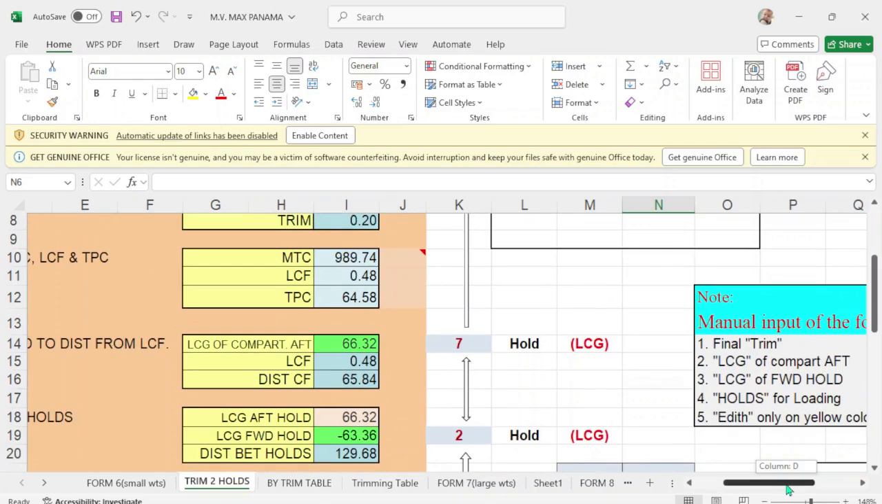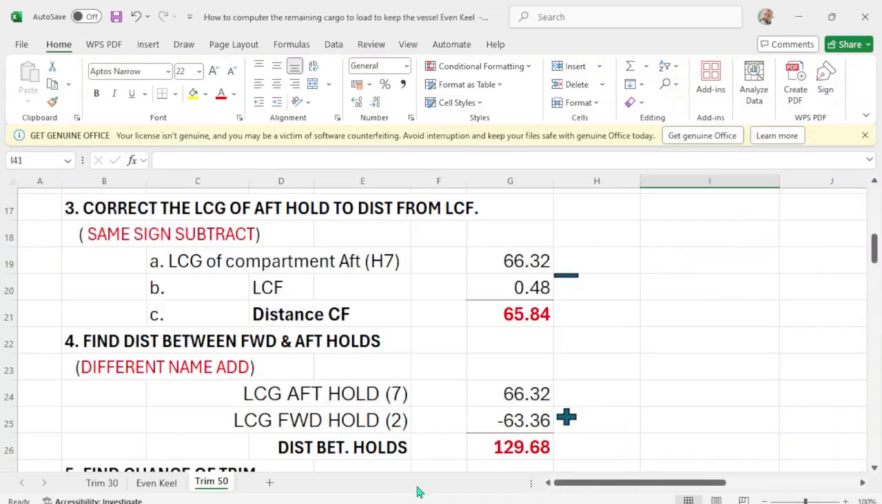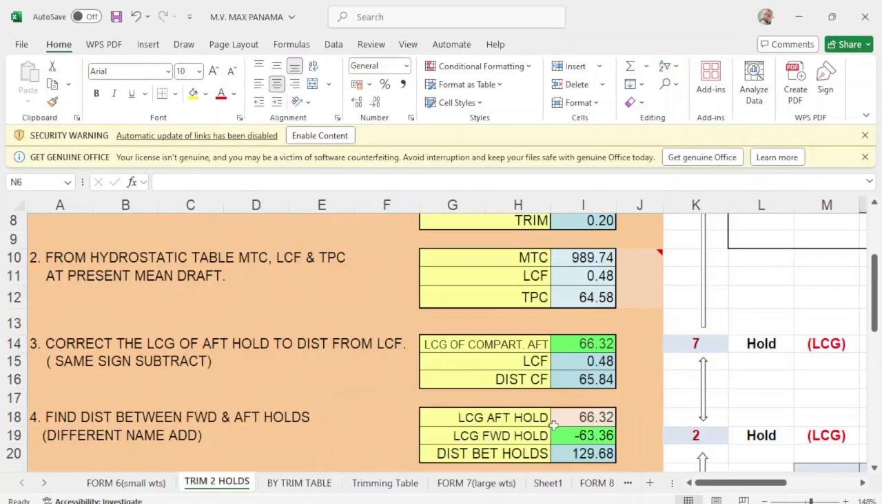What is the distance between holds? Distance between holds is 129.68. And we have here in the Excel is 129.68. Different name, add. So they have different name. This is positive, this is negative, so you add all together. And the distance between holds is 129.68, which is this one. So we go to number 5.